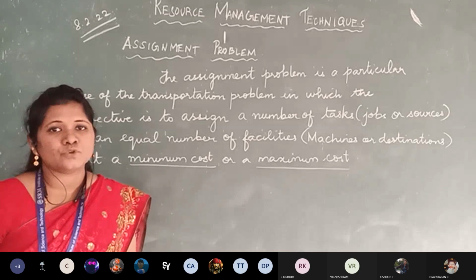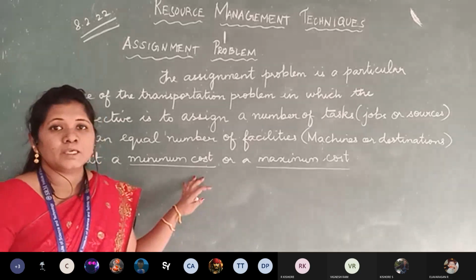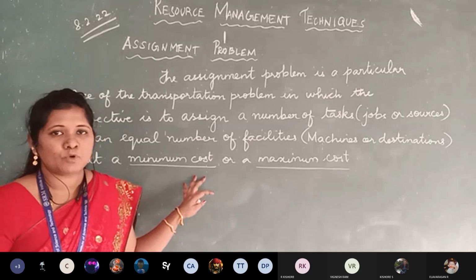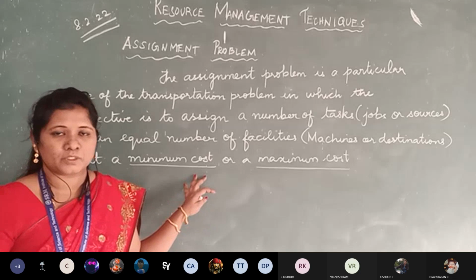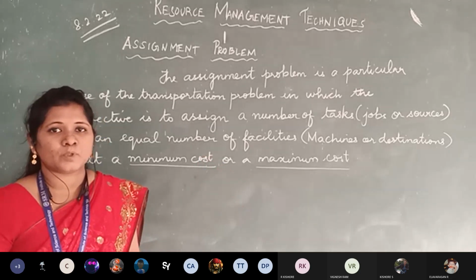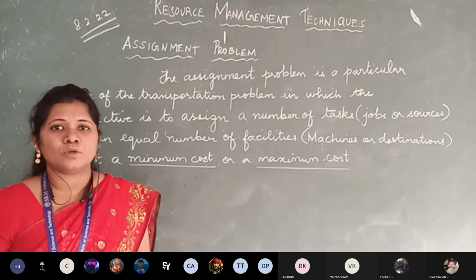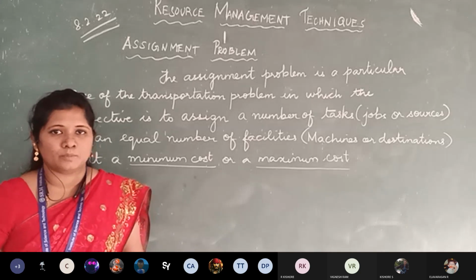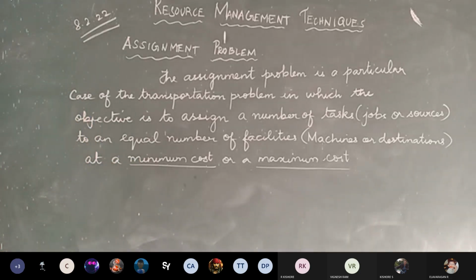However much you pay, that person will be happy. That is your minimum cost. If you are finding your maximum cost, you have to see that the person gets the maximum profit. So that is what you're going to find out in this assignment problem. Whatever is given, you will find the minimum cost or maximum cost according to the problem. So write it down. Write your definition first. Then we will go on to problems.